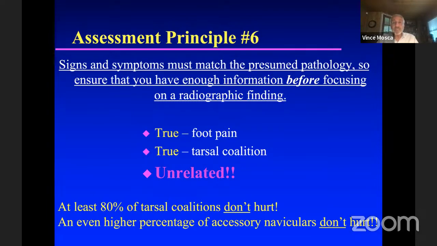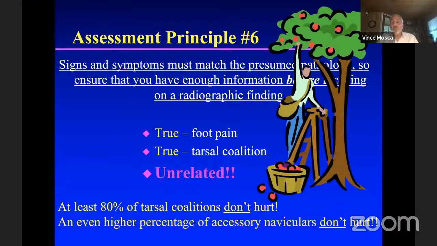Okay, so you need to make sure that the pain that the child has, that they tell you about, matches what you find on your physical exam and particularly on your imaging studies. You don't want to go for the low-hanging fruit. You don't want to just get the apples that are easy to get off the tree.